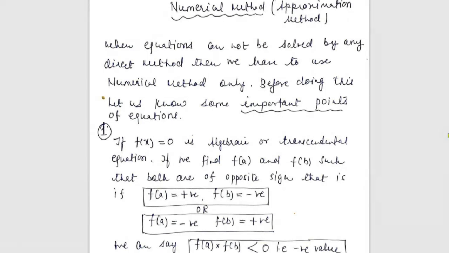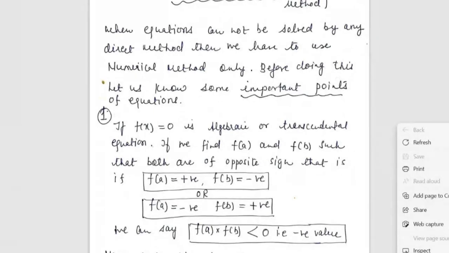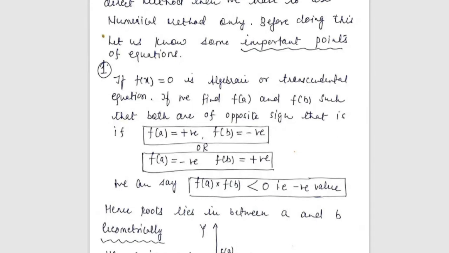You can use C++, Python. You can use any language to write the algorithm, write the program, and find out the result for any number of iterations. So, what is the algebraic or what is the transcendental equation? There is one tip that I just want to share with you. Suppose your equation is an algebraic equation or transcendental.